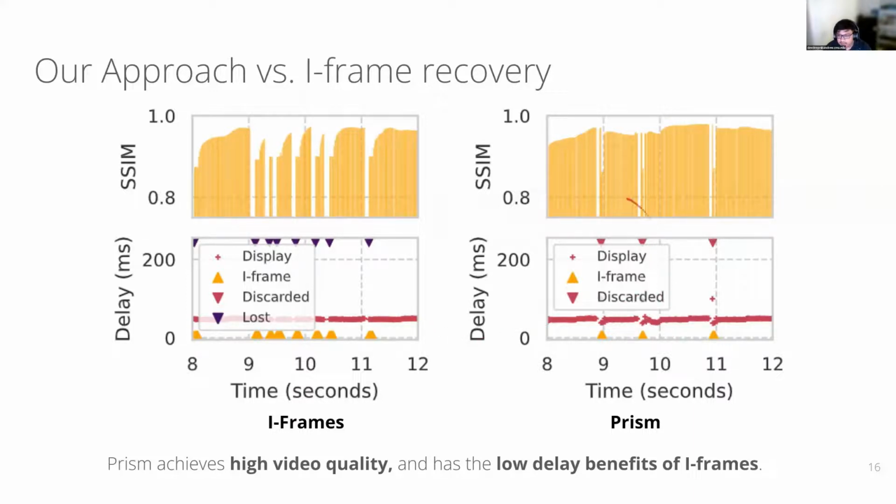On the right, we have Prism. So in the case of Prism, when loss occurs, the video quality is slightly lower than what you would get with just iframes during the loss event. But soon after, when loss recovery is complete, the video quality quickly jumps back up to the steady state video quality, as you can see over here. So that means that Prism achieves high video quality. And in terms of delay, since it just decodes the iframes during loss, it still achieves very low frame delay. And so it has the low delay benefits without the quality penalty of iframes.